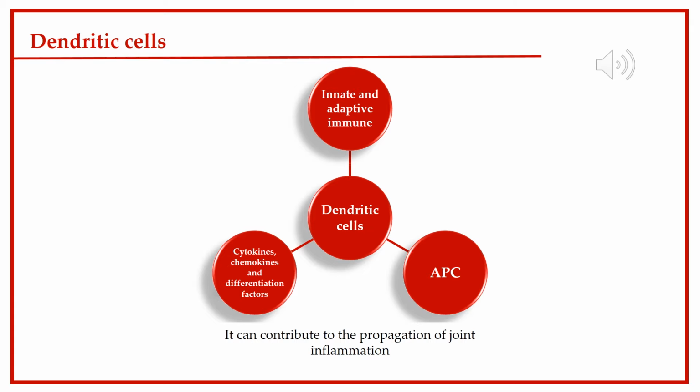Dendritic cells have an important role in immunity, linking innate and adaptive immune response through antigen presentation and cytokine production. DCs can be found in the synovium of patients with arthritis, and they produce a large number of pro-inflammatory cytokines in addition to differentiation factors and chemokines which contribute to the propagation of joint inflammation.